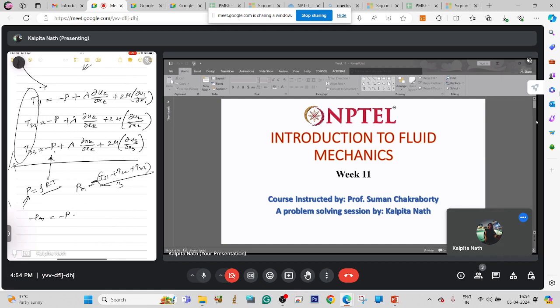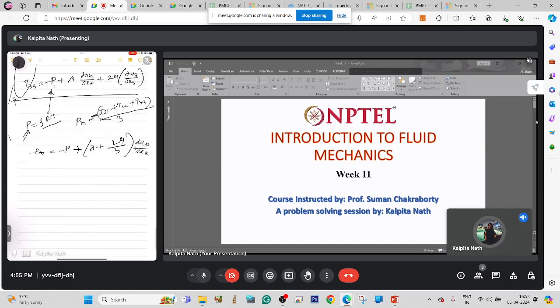Minus P plus (lambda plus 2 mu by 3) del uk del xk. This explanation relates mechanical pressure to thermodynamic pressure. Now, the cases when mechanical pressure is equal to thermodynamic pressure, when Pm is equal to P. First, when will these two pressures be equal? When this term will be 0, first case.